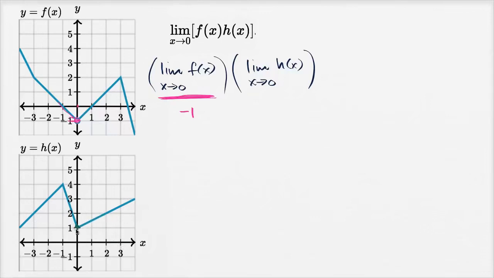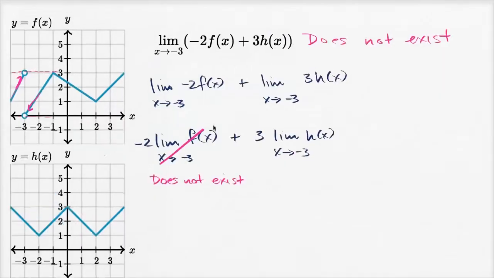And it makes sense that the function is defined at x equals 0, and the limit as x approaches 0 is equal to the value of the function at that point, because this is a continuous function. So this is 1. And so -1 times 1 is going to be equal to -1. So that is equal to -1. Let's do one more.